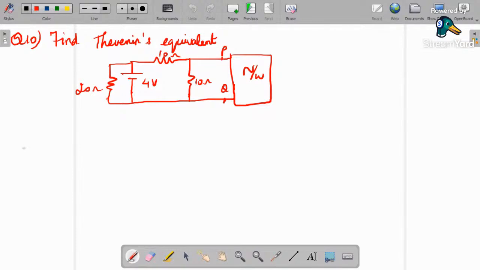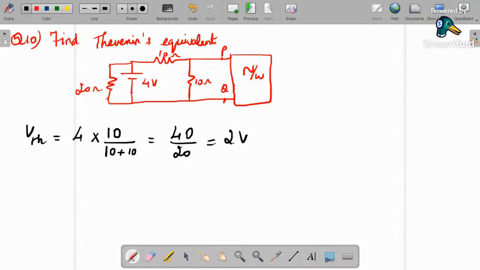So what is the open circuit voltage? We can directly write it using the voltage division rule. Right, so total voltage is 4 volt into associated resistor 10 ohm divided by total resistance 10 plus 10. So it will be 40 by 20 ohms, which is 2 volt. So V Thevenin is going to be 2 volt.